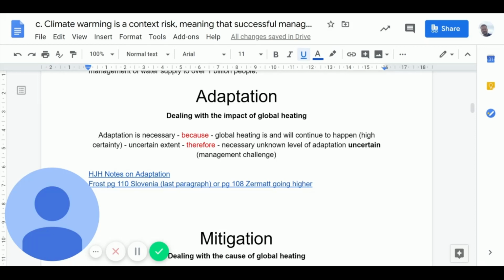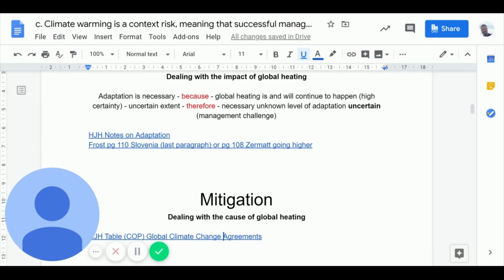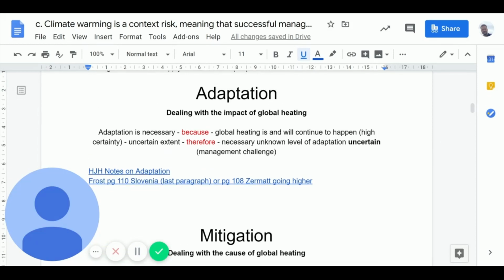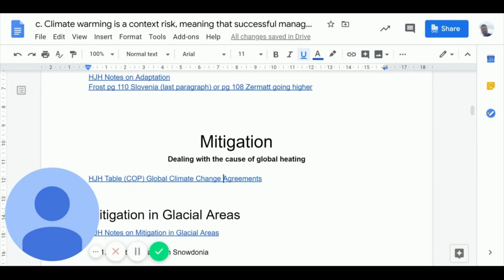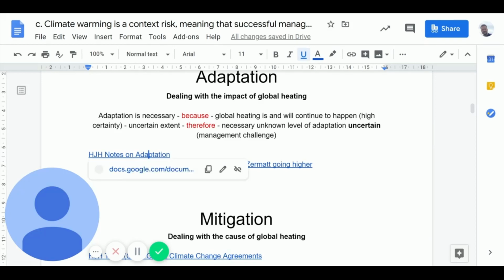Therefore, the level of adaptation is unknown, which is a challenge in itself, but we do need to manage the threats as they happen and also have long-term planning in place. Now, in terms of adaptation, there's lots of ideas in the notes here. We've also mentioned some of them on Snowdonia, and also page 110 of Frost, or 108, also looks at how we can adapt to some of these issues in glacial landscapes.